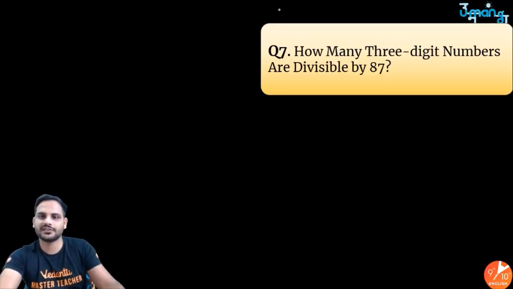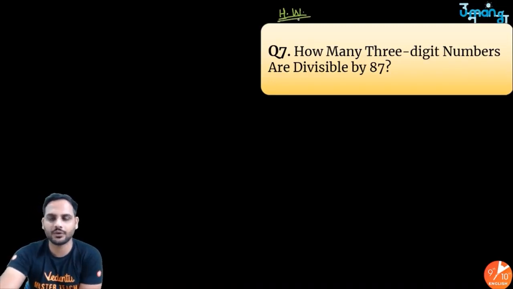Now this question I am giving you as your homework: how many 3-digit numbers are divisible by 87. Okay, this is your homework question, how many 3-digit numbers are divisible by 87. So let me know what will be your answer for this question. I want to know the answer of this question in the comment section. Okay, 3-digit numbers are divisible by 87.